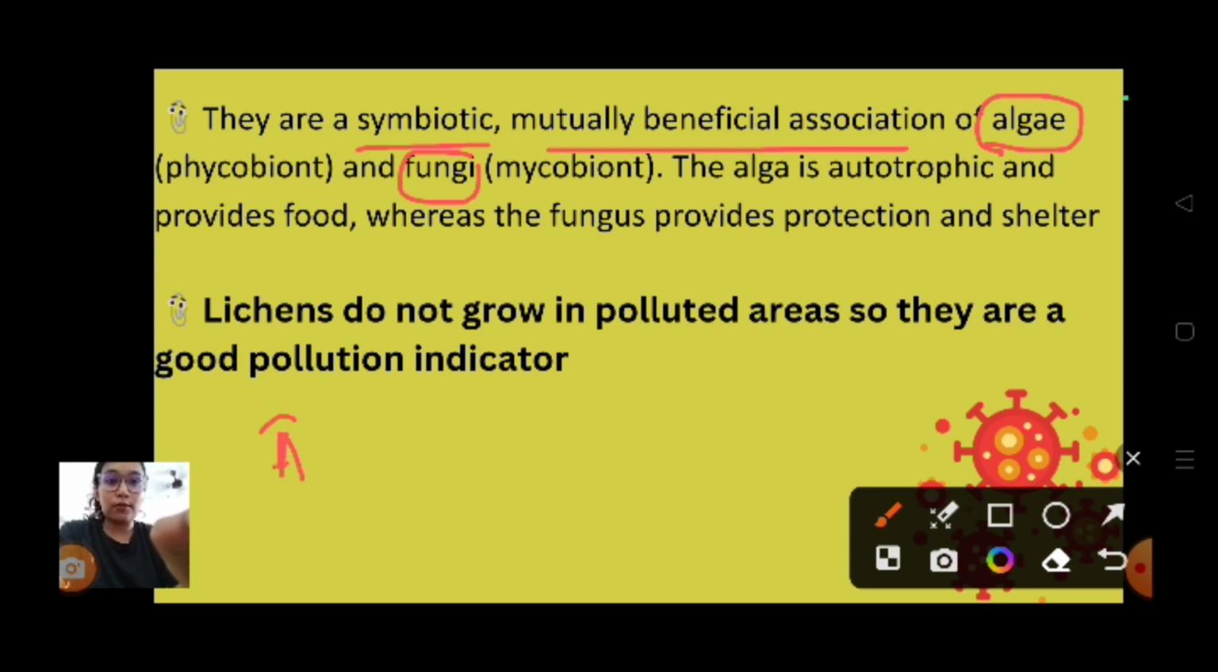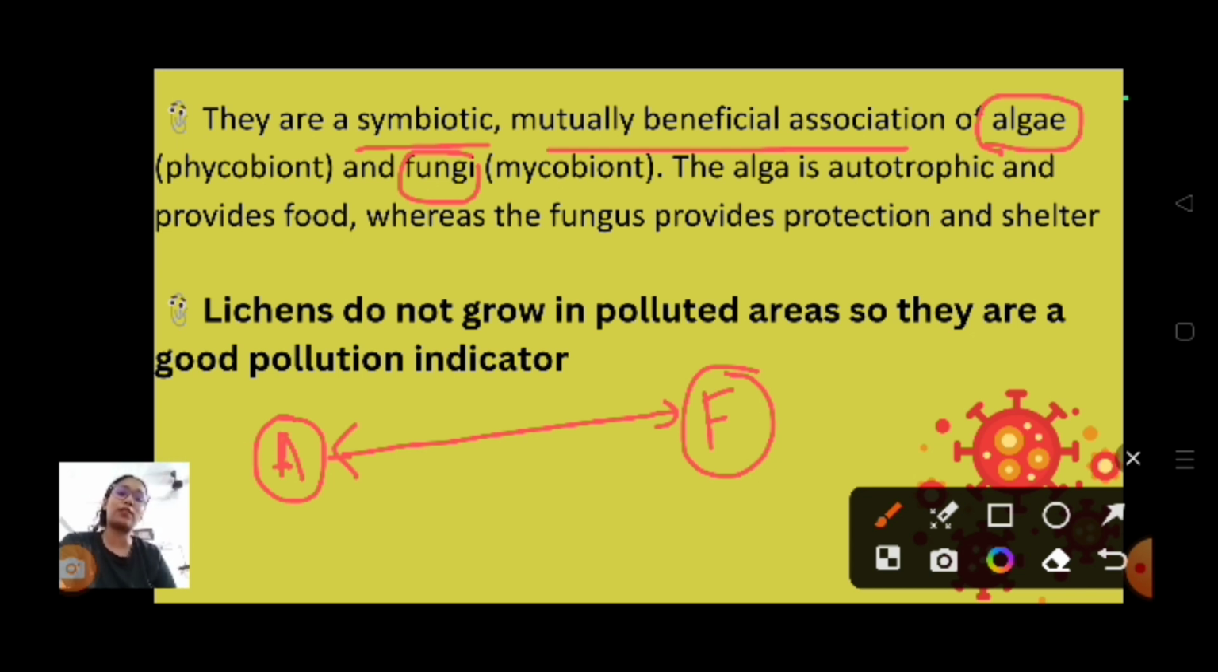Suppose here I am writing algae on one side and fungi on the other side. They have a mutual relationship. Mutual relationship means both are getting benefited. They are staying together and both benefit from each other. In this case, the algae are known as phycobionts. Phycobionts are the algae and mycobionts are the fungi.